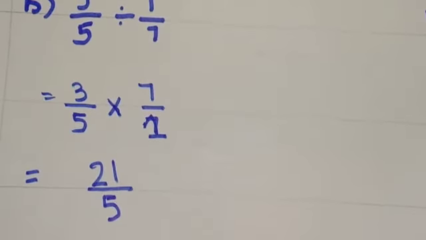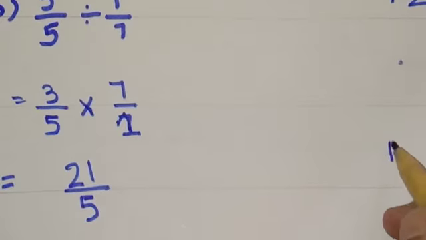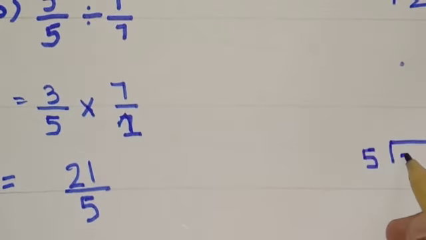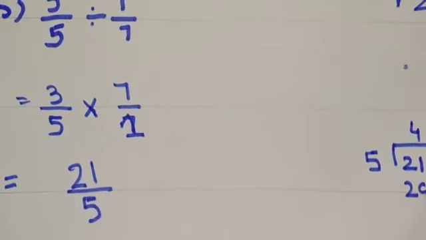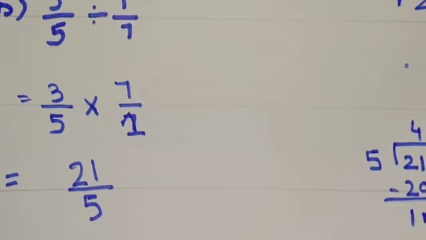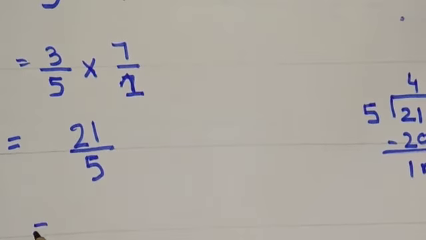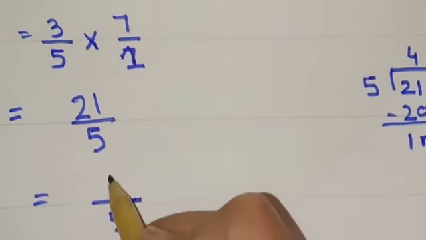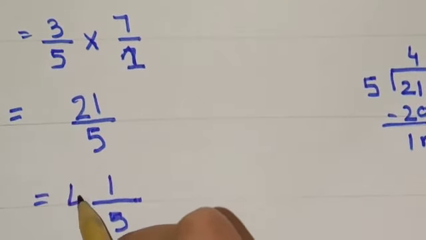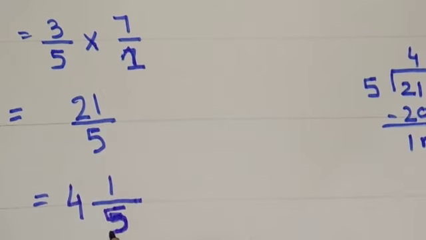But our numerator is greater, so we can easily change it into a mixed fraction. 21 divided by 5. 5 fours are 20. 1 remainder. So our answer became divisor in the denominator, remainder in the numerator, and quotient at the side. 4 whole 1 over 5.